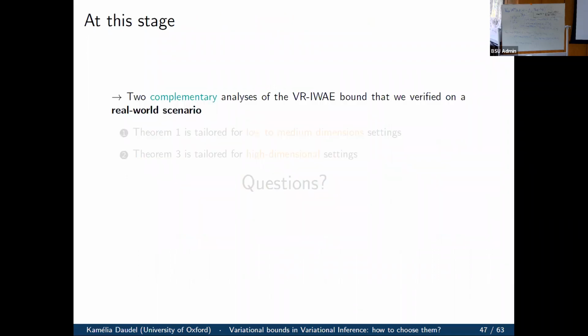All right, another pause. At this stage, we've seen two complementary analyses of the VREY bound, which we have verified on a real-world scenario. The first theorem is tailored for low to medium dimension settings. The second one we think applies for high dimensional settings.